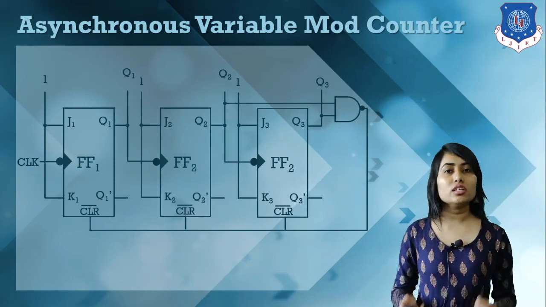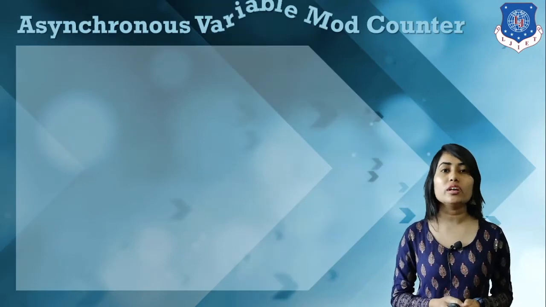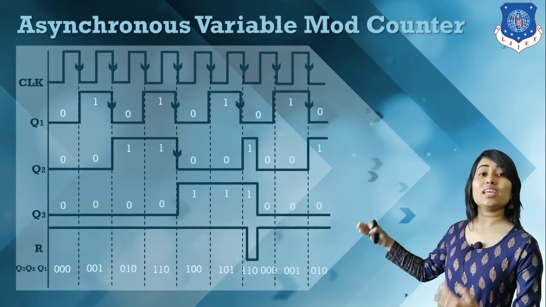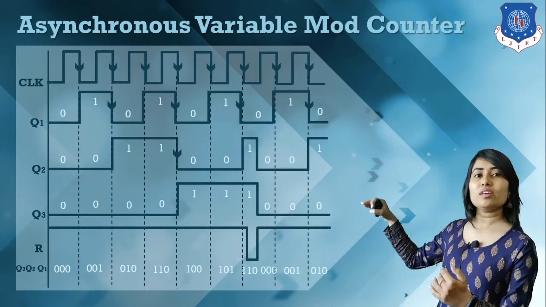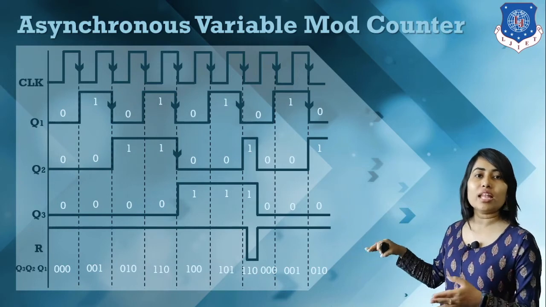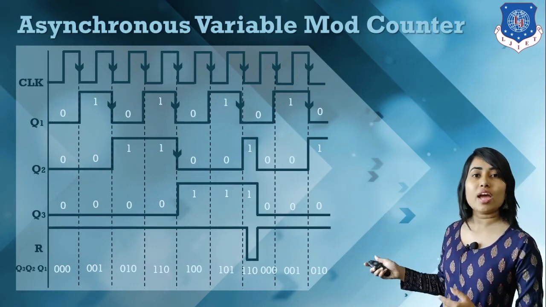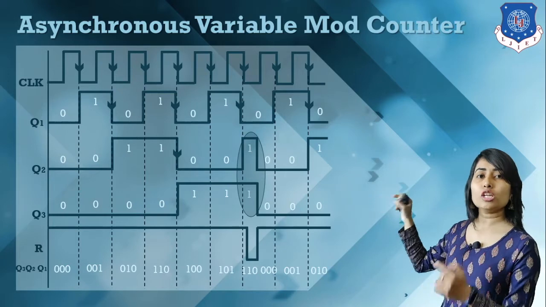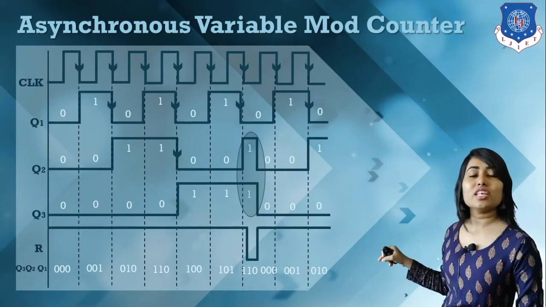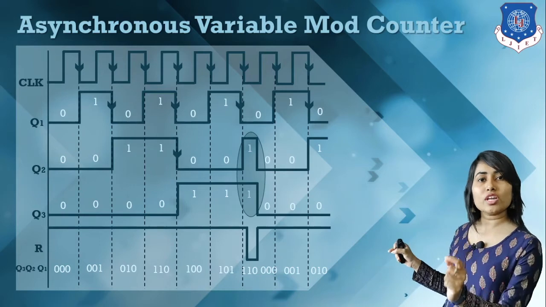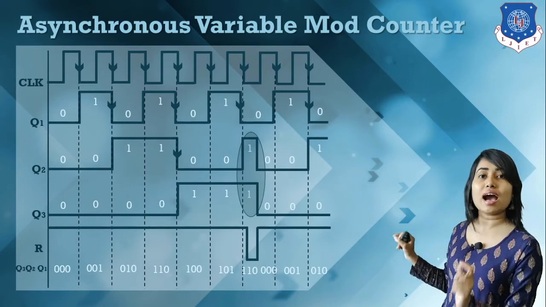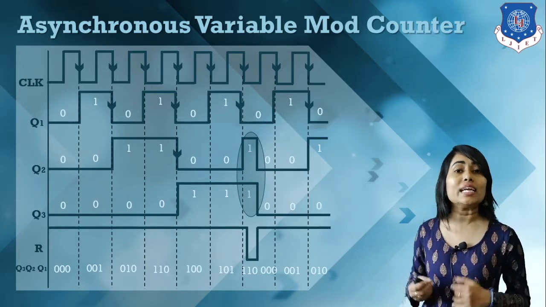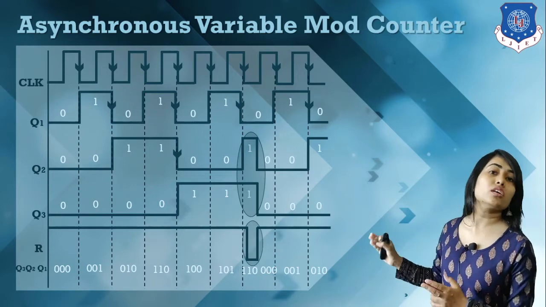Here is the waveform characteristic for the mode 6 counter, how it will count. Here we have the clock signal, Q1, Q2, Q3 and R. Remember, whenever Q3 and Q2 have any other value, this R is 1. But whenever both Q2 and Q3 are equal to 1, then this R will be 0. For a small duration this R will be 0, and whenever this R is 0, our stored value will be cleared.